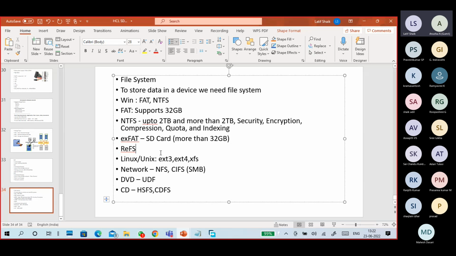ReFS is a resilient file system. It uses CRC and protects data from corruption.